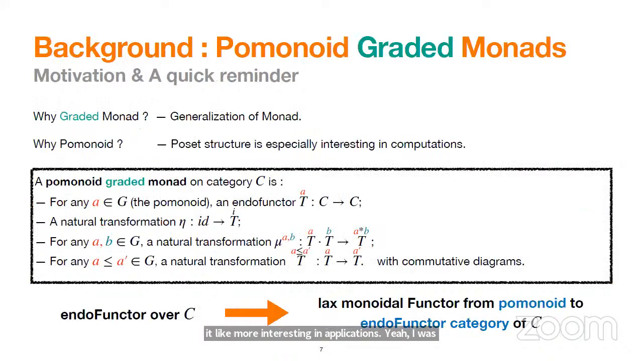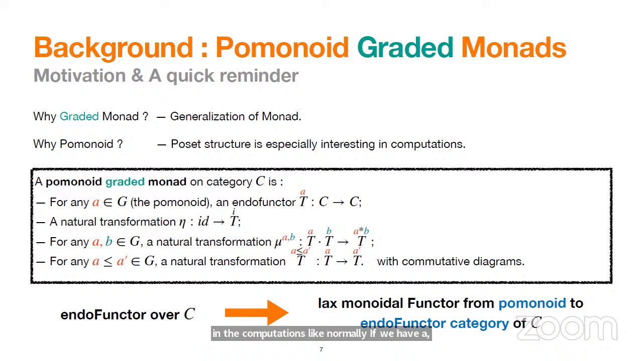We are thinking of moving the center of monad to graded monads, because graded monads are just a generalization of monads, in the sense that we can consider a normal monad as a graded monad graded by a terminal object. And why do we use pomonoids? We use the gradation especially as a pomonoid because the order structure is especially interesting in computations. Normally, if we have a pomonoid, it's more interesting.